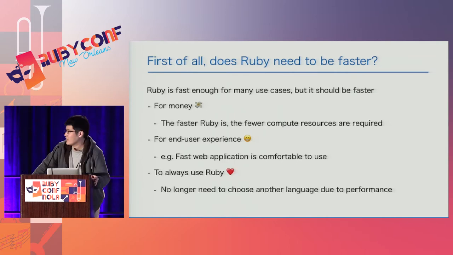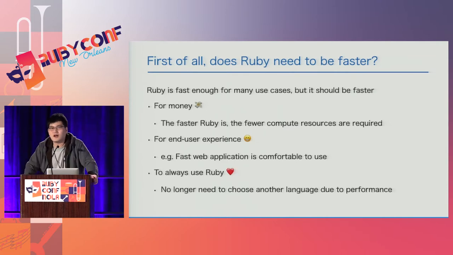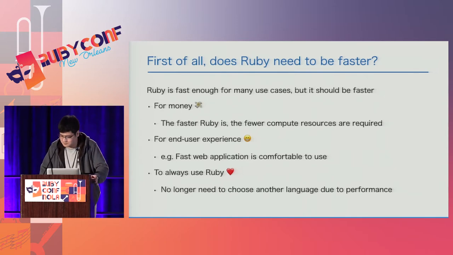And also, to always use Ruby. This year, I developed distributed queue middleware with Java because of parallelism and performance. But I want to use Ruby in an ideal situation because I just love Ruby.